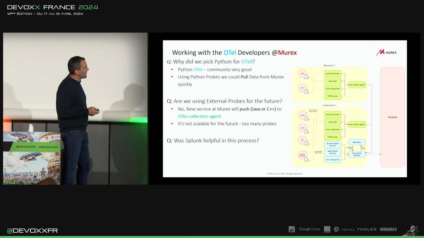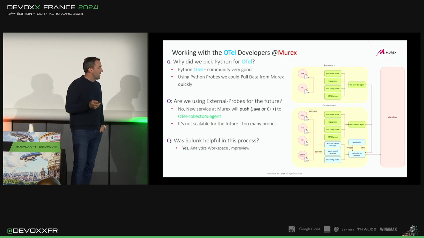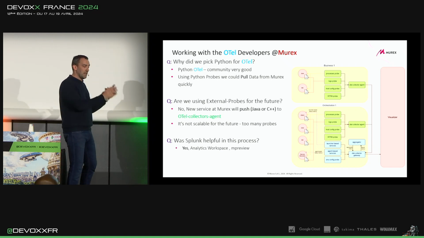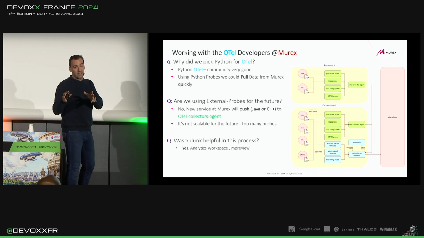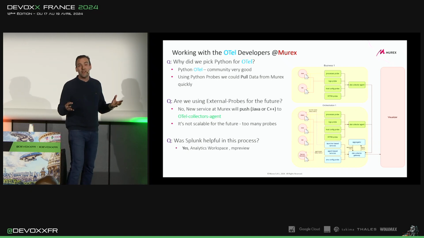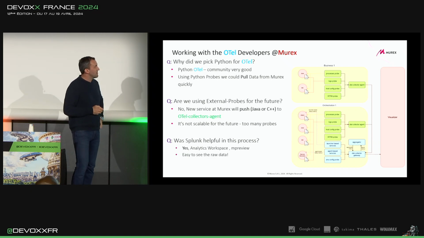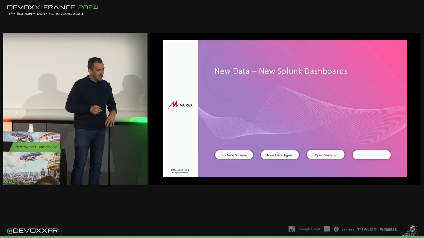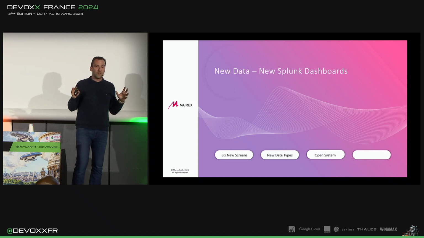Okay. Was Splunk helpful in the process? They agreed it was. For example, the analytic workspace, the mpreview, these commands just helped them see their data. So they developed, and then they could see the data quickly. And you remember that you're on a timeline, you know, you have a few months to get it to work, like any software house. So they were happy with it in the end. Okay. Now, so that's the OpenTelemetry part.